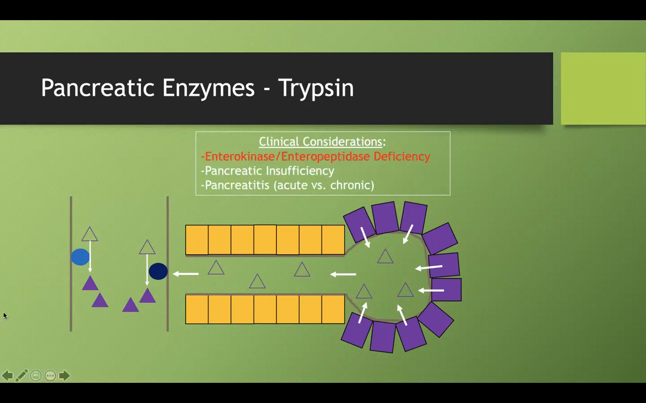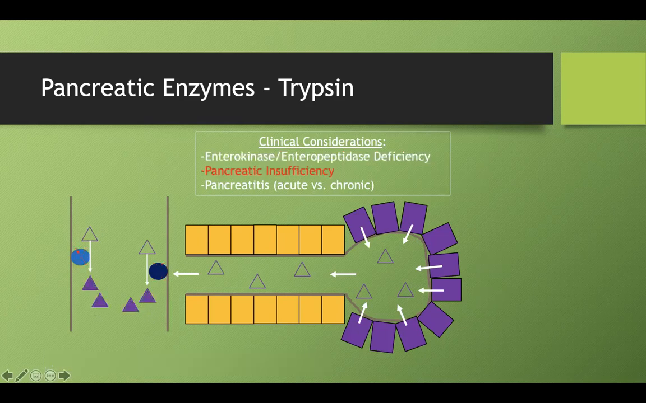First off, if you don't have these enzymes right here, enterokinase or enteropeptidase, you can run into some problems because you need these to activate trypsinogen into trypsin. So this might lead to protein malabsorption or failure to thrive because you don't have any activated pancreatic enzymes. In pancreatic insufficiency, you should consider that you don't physically have enough trypsin or trypsinogen secreted from your acinar cells. So that could also cause a protein malabsorption or a fat malabsorption.